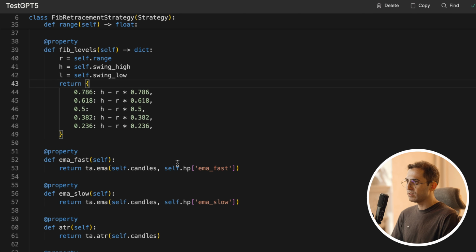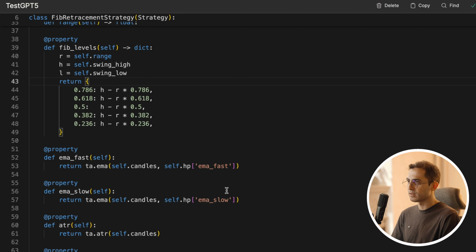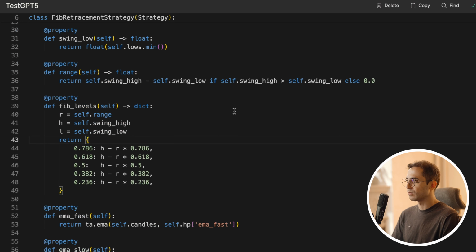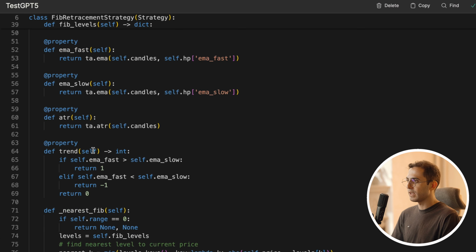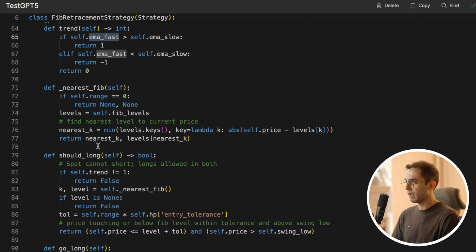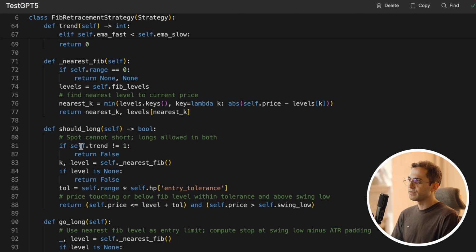Then it defined two moving averages with periods of fast and slow. So we can find these values here, 50 and 200. Then define the ATR, the trend. So it's using the moving averages for the trend. And then it's getting the nearest fib. And in the should_long, we're saying if the current trend is not 1, return false.